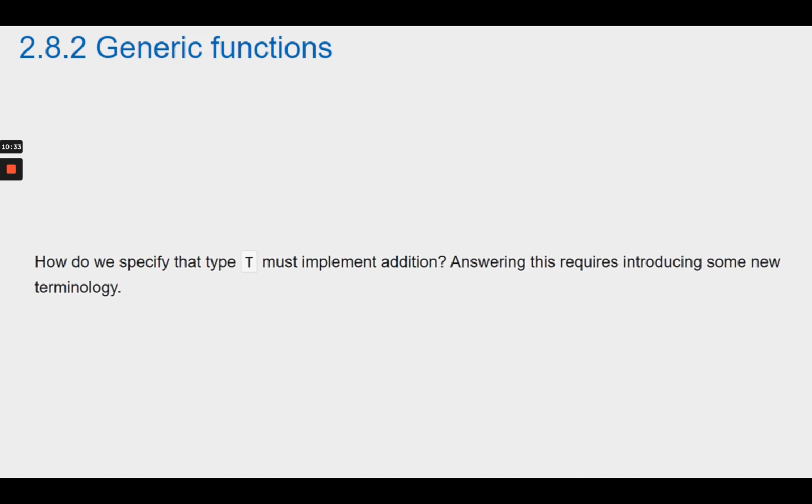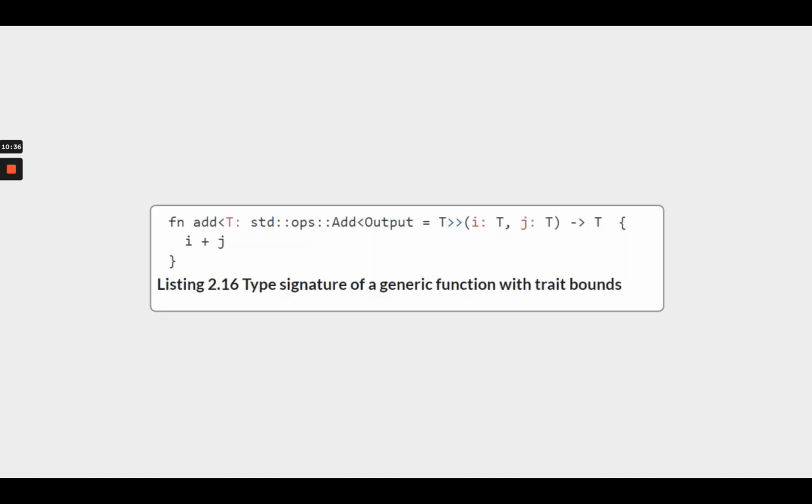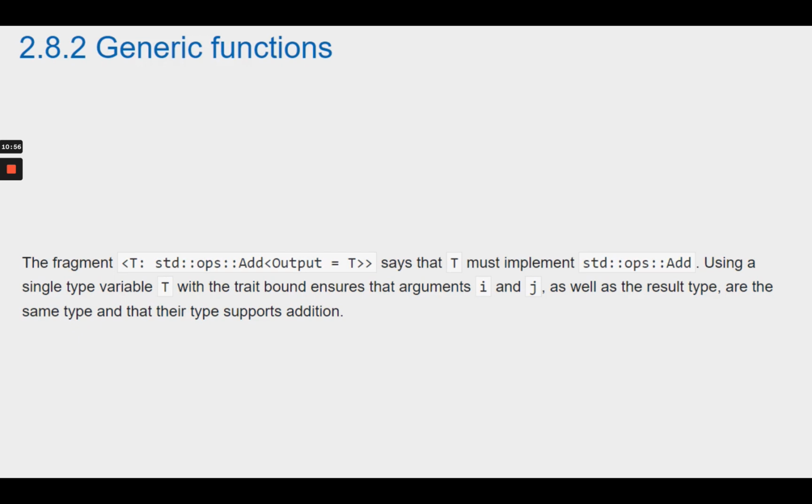Answering this requires introducing some new terminology. All of Rust's operators, including addition, are defined within traits. To require that type T must support addition, we include a trait bound alongside the type variable in the function's definition. The following listing gives an example of this syntax. The fragment, shown here, says that T must implement std::ops::Add. Using a single type variable T with the trait bound ensures that arguments i and j, as well as the result type, are the same type and their type supports addition.